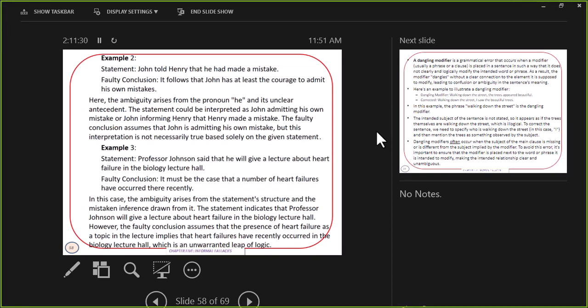Because of a fault in punctuation, Professor Johnson says that he will give a lecture about heart failure in the biology lecture hall. Therefore, it must be the case that a number of heart failures have occurred there recently. Where should the comma be to get rid of the ambiguity? Where should we insert the comma? Professor Johnson said that he will give a lecture about heart failure in the biology lecture hall.